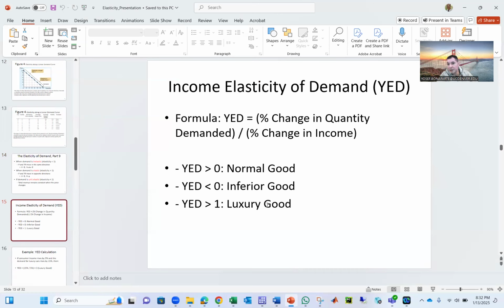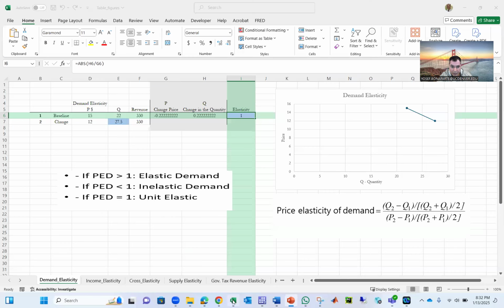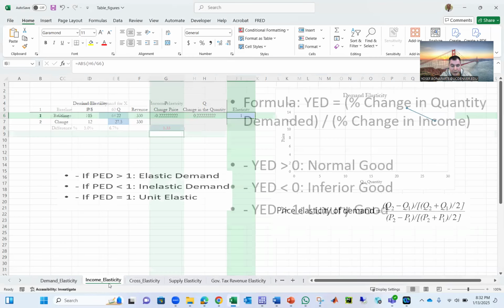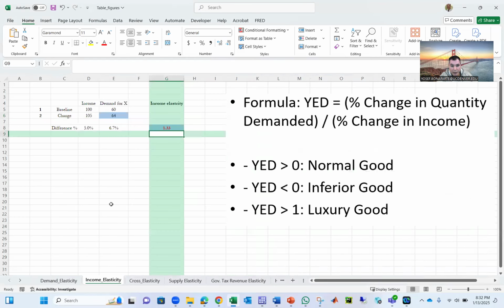Now we're going to talk about another type of elasticity, income elasticity of demand. The formula is YED equals change in quantity demanded divided by change in income. So there is normal good, inferior good, and luxury. So what does that mean? There is another tab here called income elasticity.